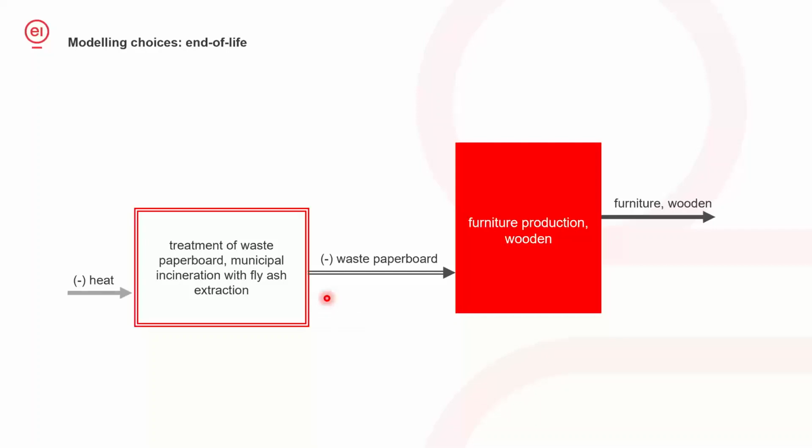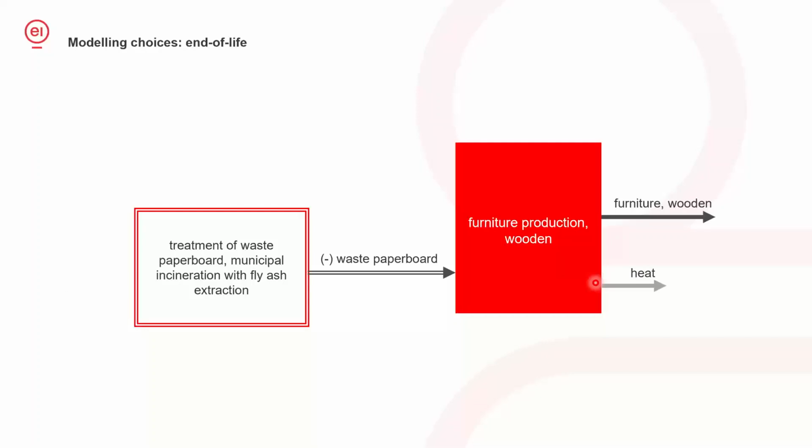Now, in the case of substitution, the primary producer bears the burdens of the treatment of the waste. So furniture production again bears the burden of the treatment. The heat that comes out here will be credited. That will be a credit for the furniture production, because this means that we avoid primary production of heat elsewhere.